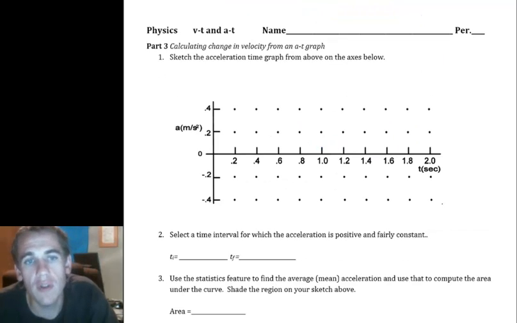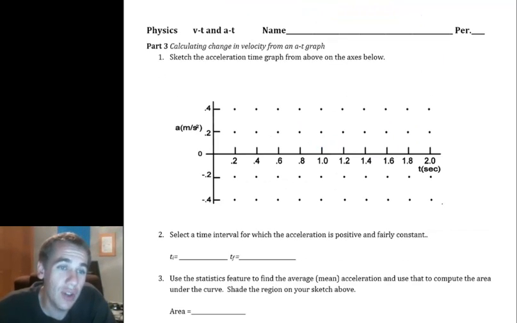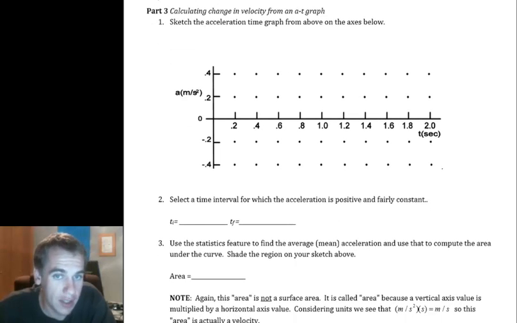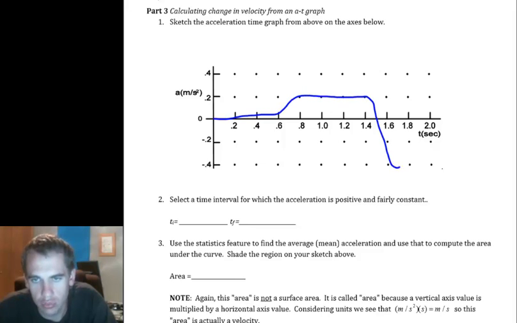Okay, moving on. All right, calculating change in velocity from an acceleration time graph. So we know how to go from velocity to acceleration, right? From velocity to acceleration is just graphing the slope. This one says, well, let's go the other way around. So it says, okay, resketch that acceleration time graph, and I can't remember, I think it looks something like this, or whatever. All right, so there's my acceleration time graph.